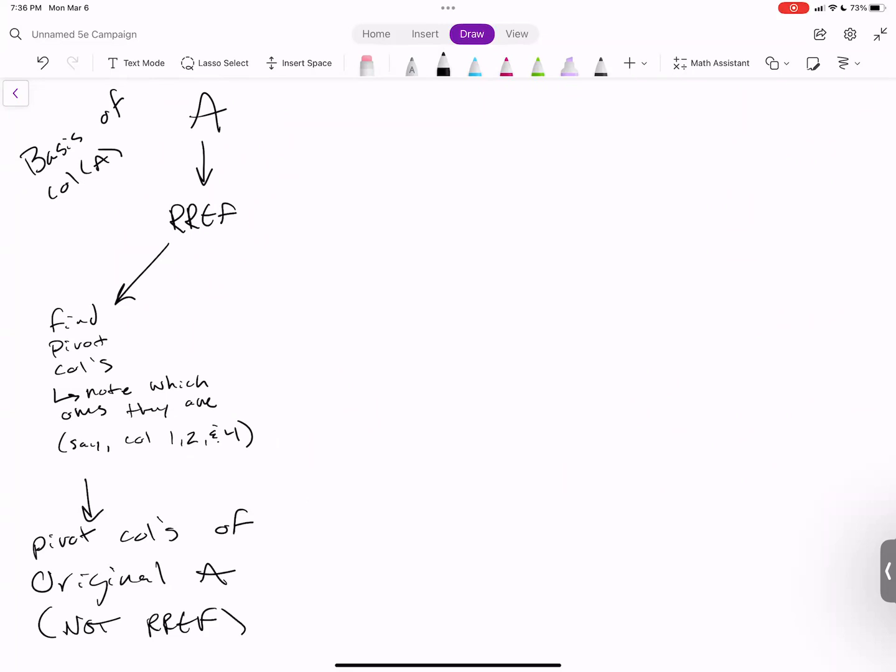Because when you row reduce and find your pivot columns, they'll be 1 with zeros everywhere else. So you just know which ones they are in the reduced row echelon form, and you only take the pivot columns from the original matrix. An example.